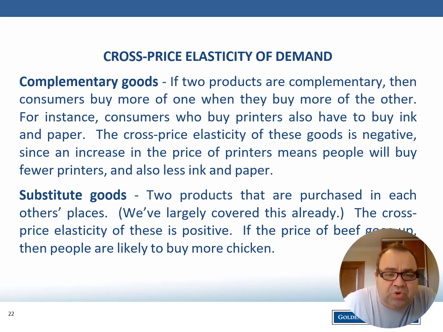And then there are substitute goods, two products that are used in place of each other. For example, if the price of beef goes up, then the quantity demanded for chicken will go up. The change in demand for chicken divided by the change in price for beef is called the cross-price elasticity of demand.